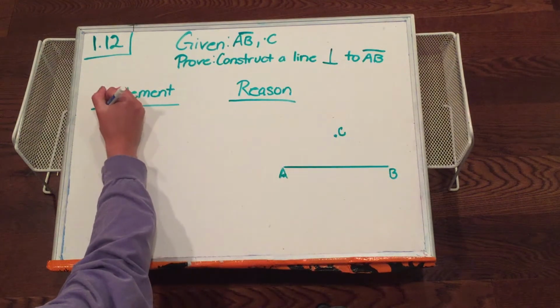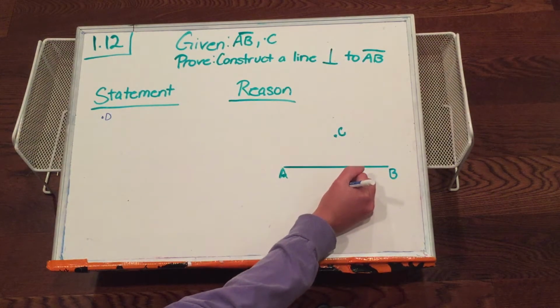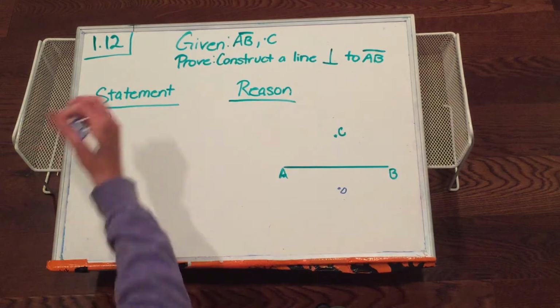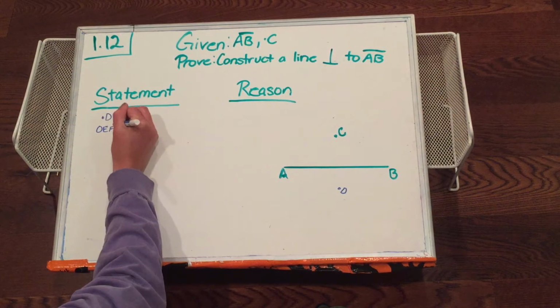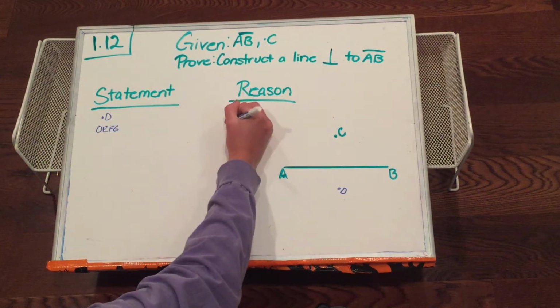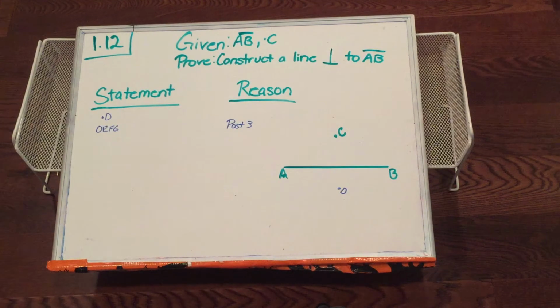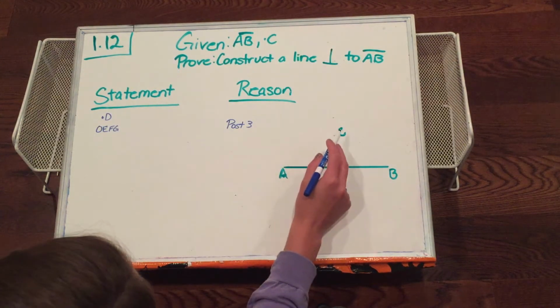So our first step would be to take point D at random. We'll just place point D right here. After that, we would construct our circle of E, F, G, and we can do that because of Postulate 3, which says that with a given center and a given distance, you can construct a circle. And so our given center is C, and our given distance is the distance of CD.